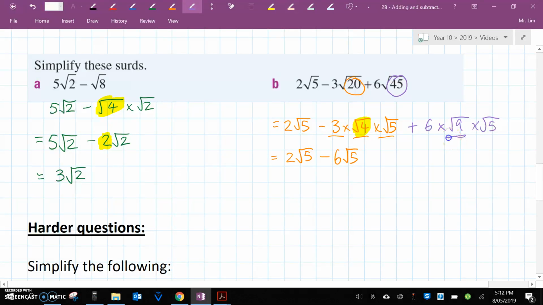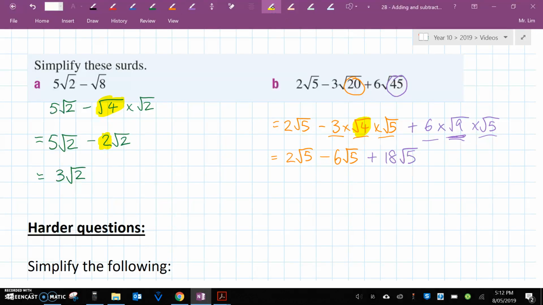What is the square root of 9? The square root of 9 is 3. So 6 times 3 is 18. So we have 18 root 5 over here in purple. And now we see that they are all like terms. Okay, they're all in terms of root 5.